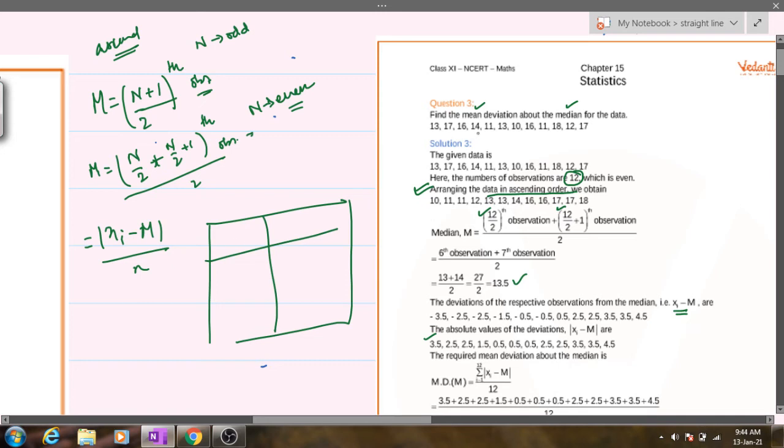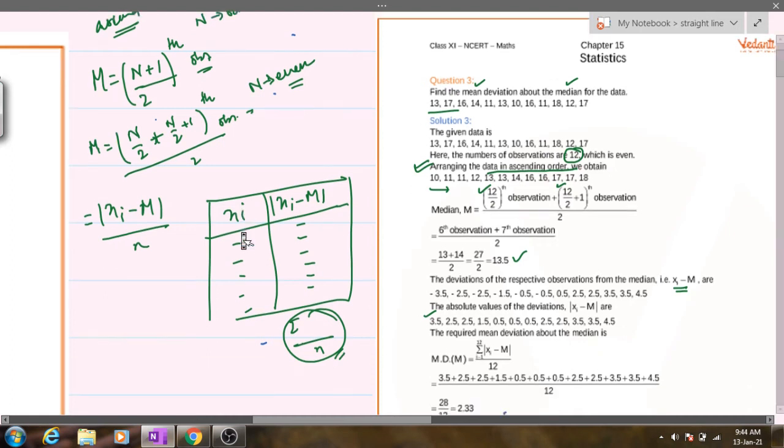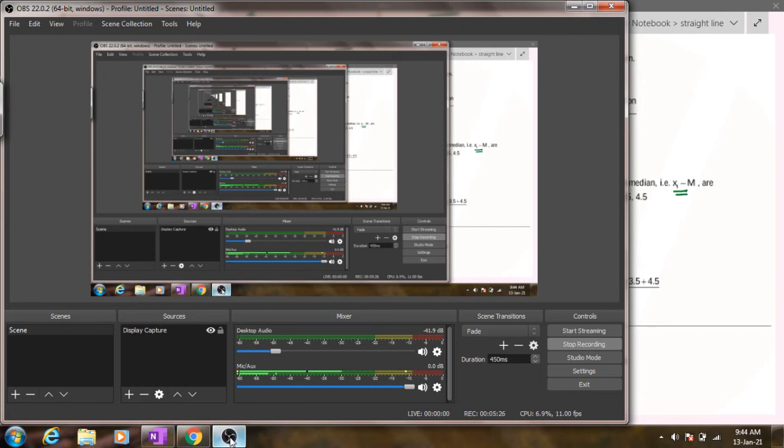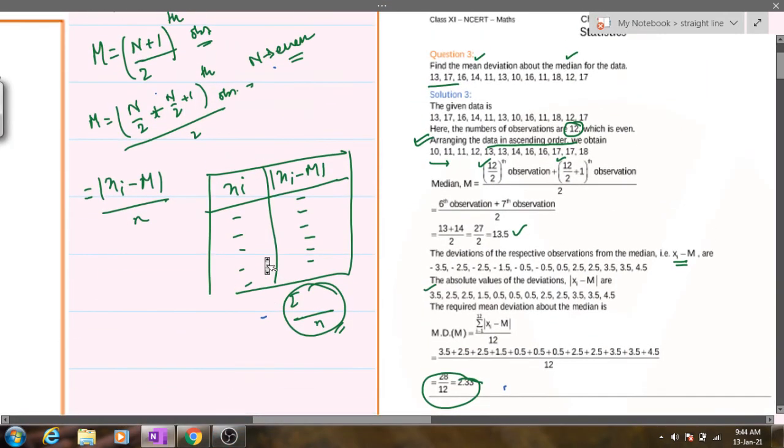This is random data, or rather ungrouped data. That is why it's easier here to see things in a horizontal manner, but in table form it will be much easier. Again, we'll make this table, write xi, all the values, then calculate the absolute values, and then find the summation of those and divide it by n. This will give you the entire mean deviation about the median. Clear? Now kindly pause the video to note it down.